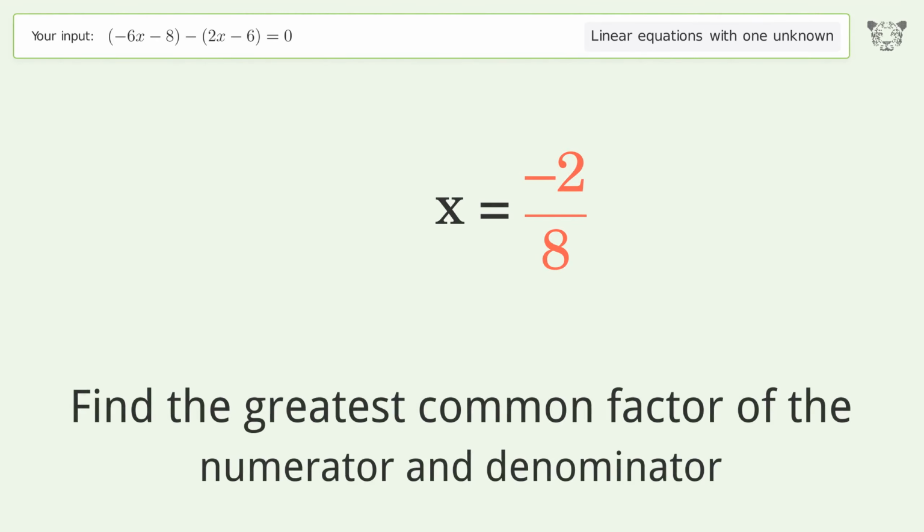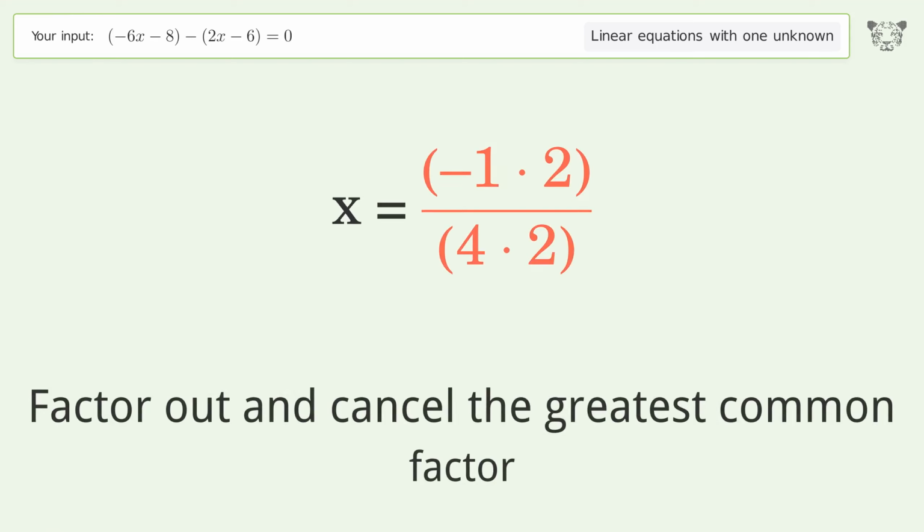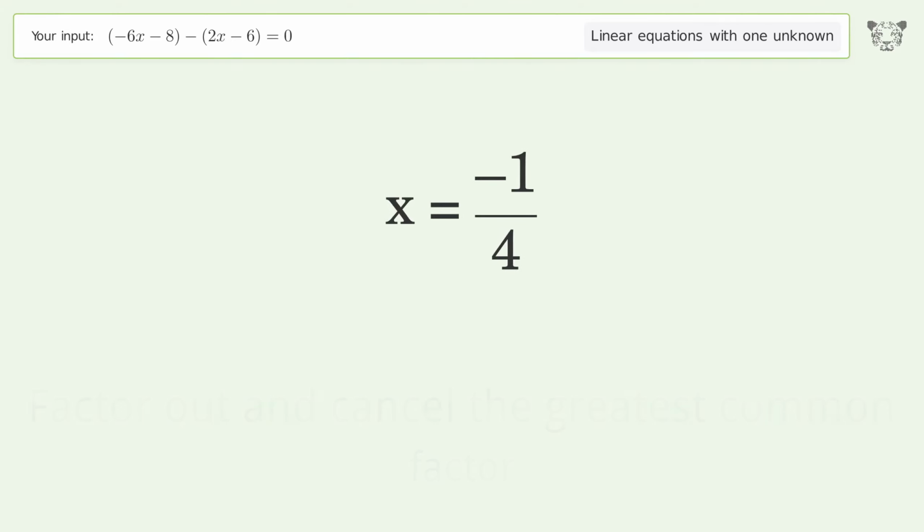Find the greatest common factor of the numerator and denominator. Factor out and cancel the greatest common factor. And so the final result is x equals -1/4.